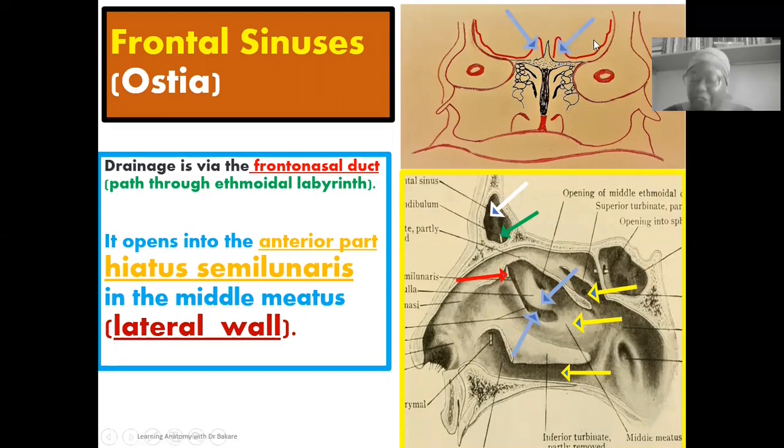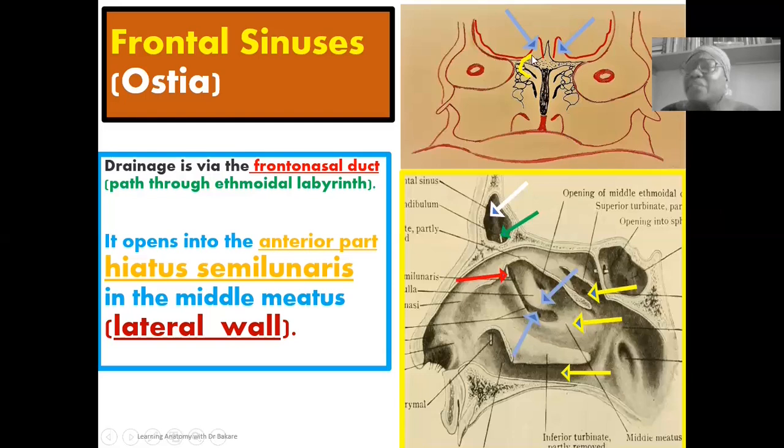So we have the frontonasal duct highlighted in yellow here. You can see it passing through the ethmoidal labyrinth. The structure that is highlighted in black is the ethmoid bone. And we know that the ethmoid bone has different regions. One of the regions of the ethmoid bone is the ethmoidal labyrinth that is located on the lateral side of the ethmoid bone. And this is what is seen in this image.